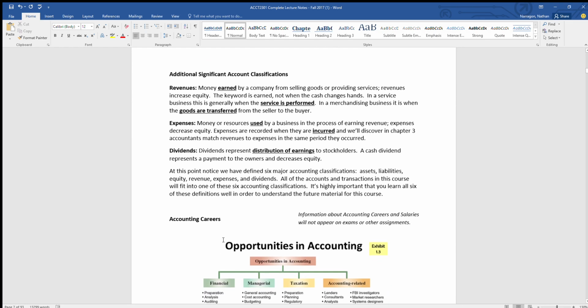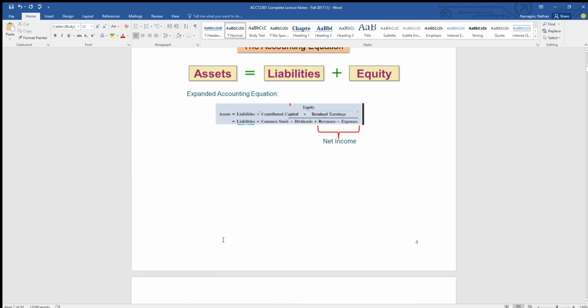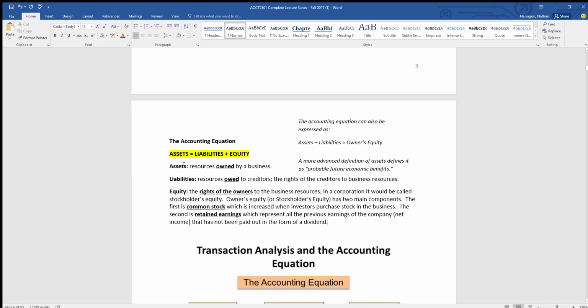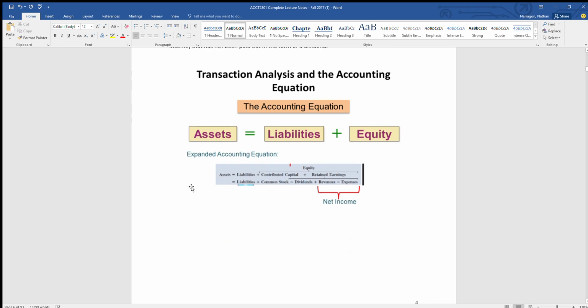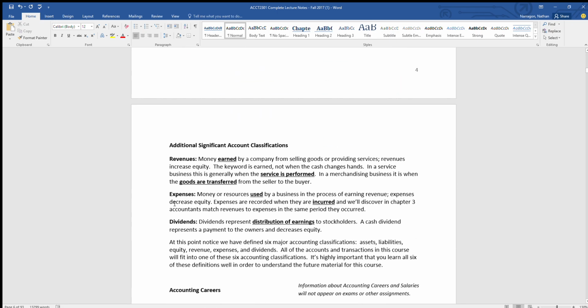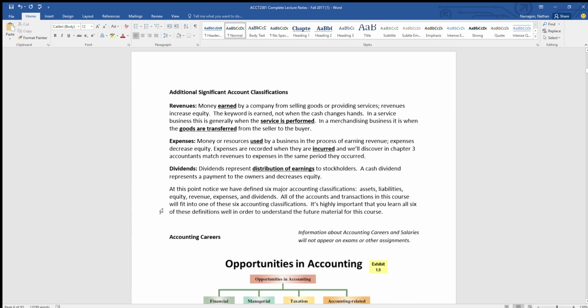Here we go. So, additional account classifications. These pull from our other ones. Now, assets, liabilities, and equity. This is your balance sheet formula. This is basically the balance sheet, which we're going to get into with the three major financial statements. The revenue and expenses, this is your income statement.